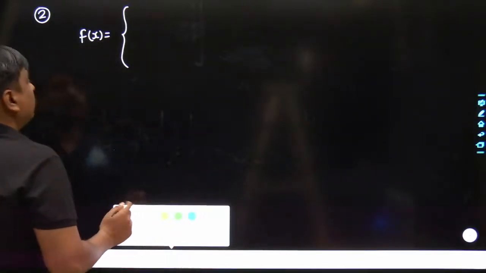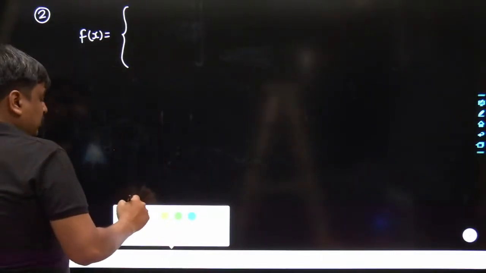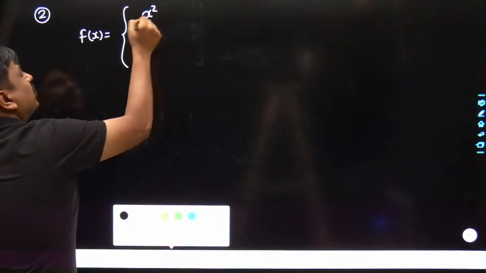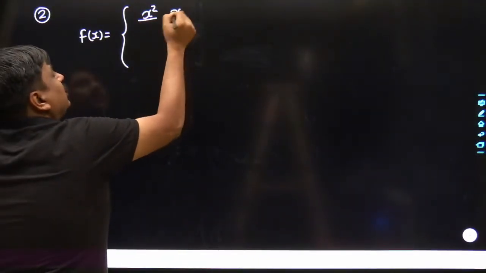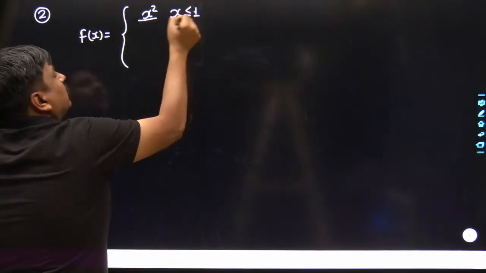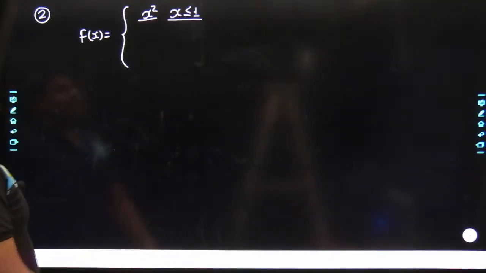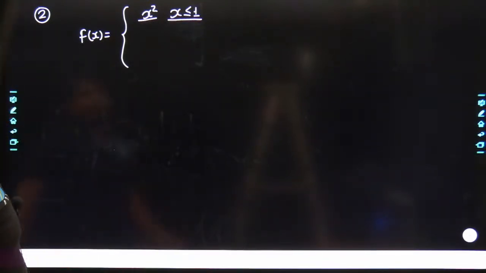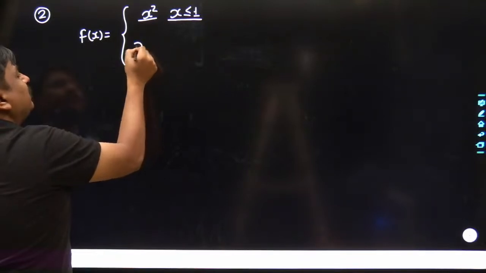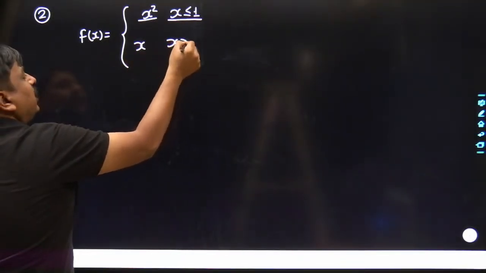For better understanding, the parabolic structure, let's take it had been an upward facing parabola, y equals x square, and it has been defined only for all values of x less than or equal to 1. And similarly, the remaining part of the function has been defined as x for x greater than 1.